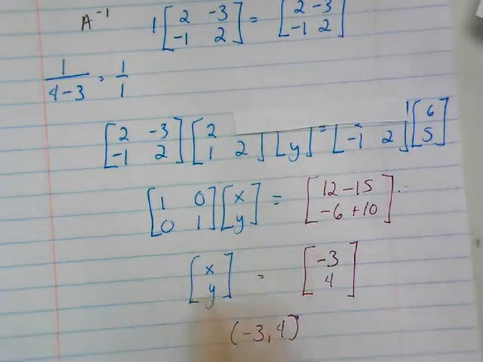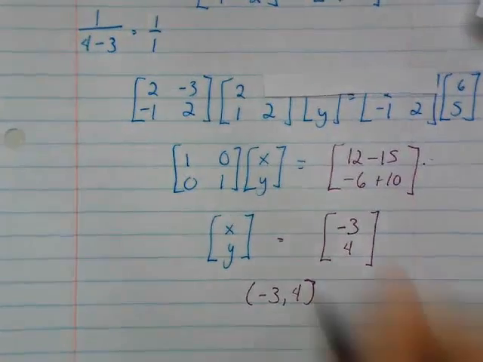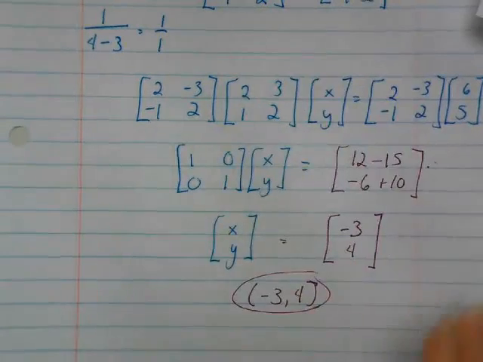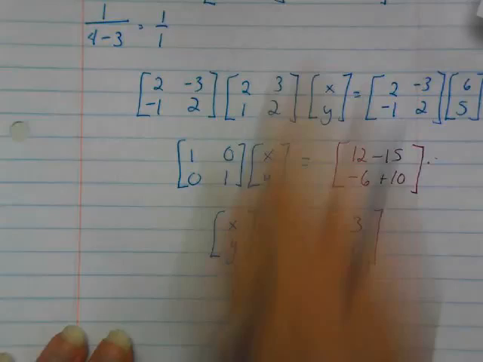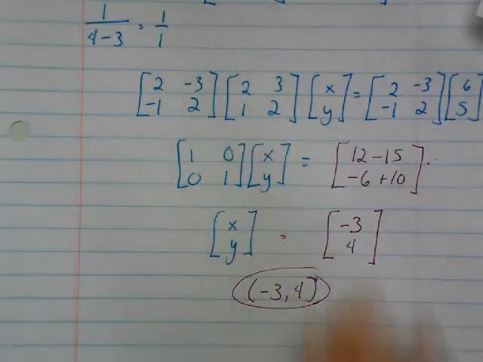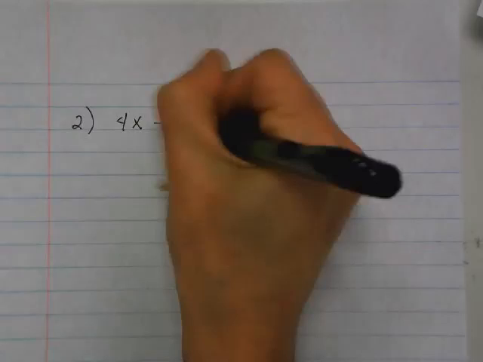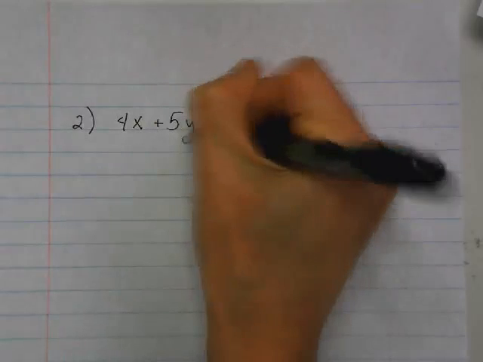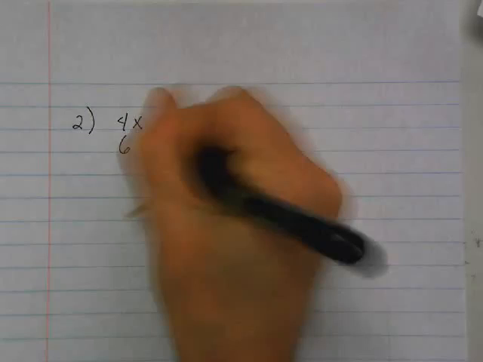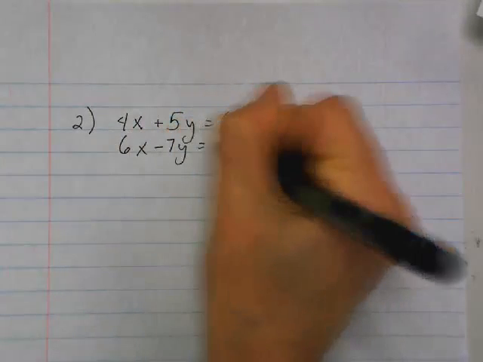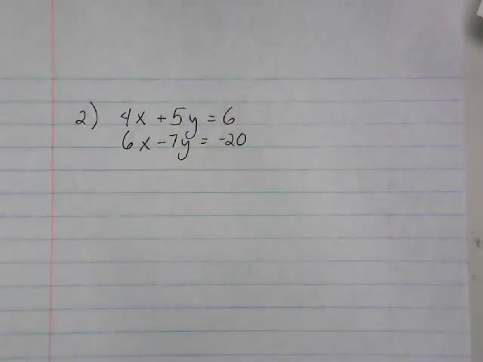So again, I understand you think it's a lot of work. Realize, though, I've kind of walked you through quite a bit here. So we're going to do one more example without showing all those little itty-bitty steps. Alright, so let's solve the system 4x plus 5y equals 6, and 6x minus 7y equals negative 20. And we're going to, again, solve it using inverse matrices. So, step 1, give me all your matrices.